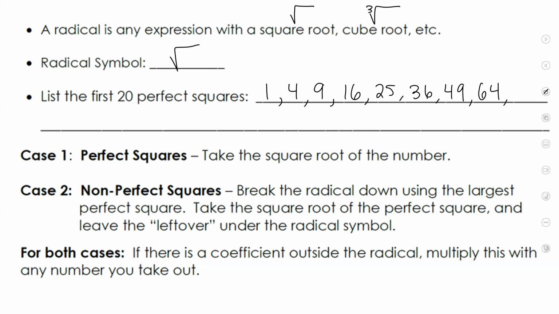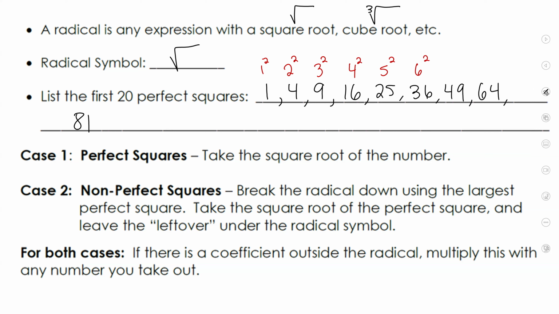What are you guys doing to get these numbers? You're squaring what? So you did 1 squared to get 1. You did 2 squared to get 4. 3 squared to get 9. 4 squared to get 16, right? These are called perfect squares.